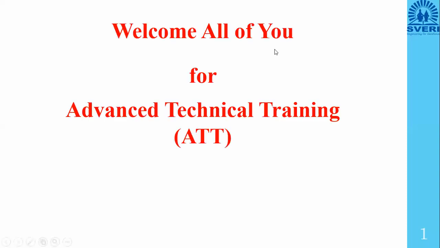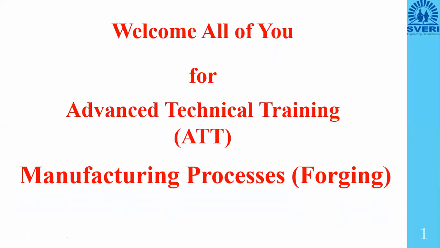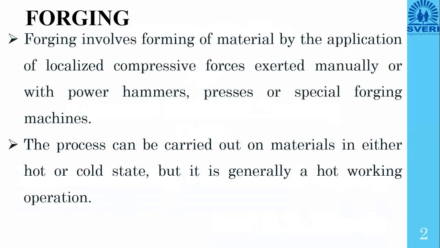As we have completed rolling, let's talk about forging, one of the important manufacturing processes. So what do you mean by forging? Forging involves forming of the material by the application of localized compressive force exerted manually or with power hammers, press, or special forging machines. If we go for hand hammering, it is also called forging. Rather, it is called hand forging. If we are using machines, we can call it machine forging.